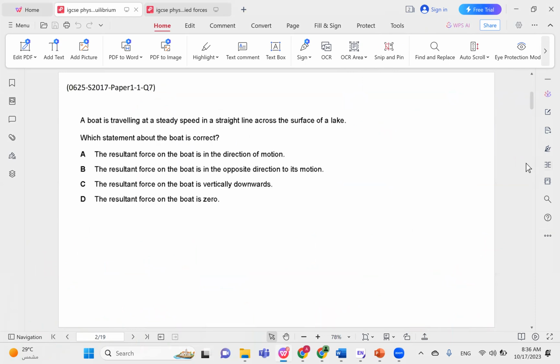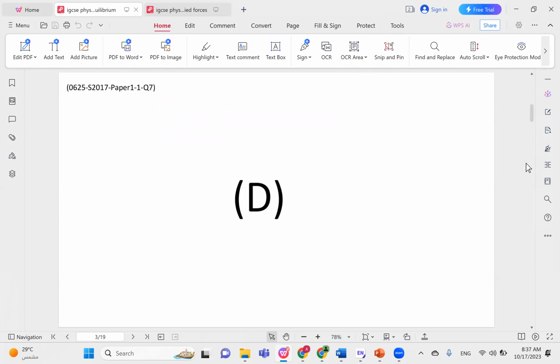A boat is traveling at a steady speed in a straight line across the surface of a lake. So steady speed basically means constant speed. And constant speed means zero acceleration. And this tells us that it is in equilibrium. So there is no net force. Therefore, the correct choice here is choice D. The resultant force or the net force on the boat is zero. There is no resultant force whatsoever. So the correct choice here is choice D.